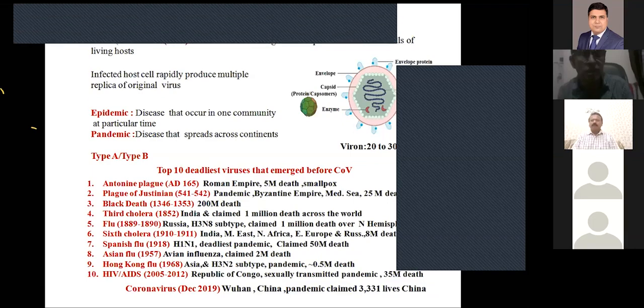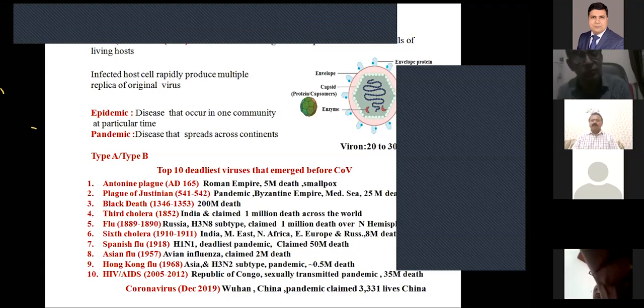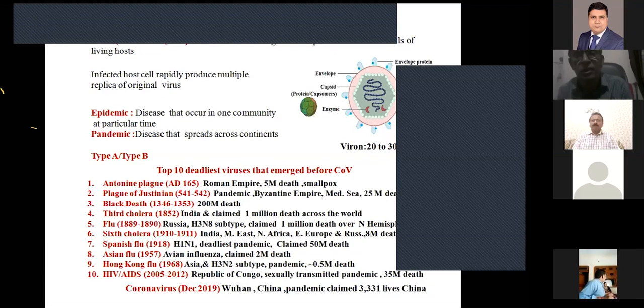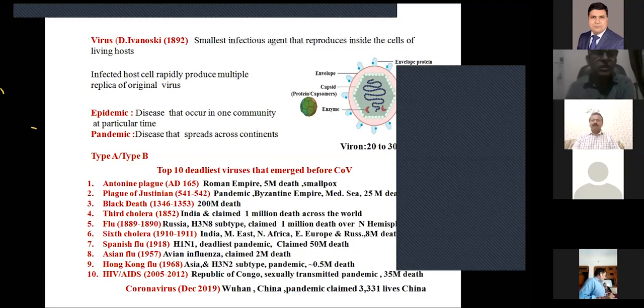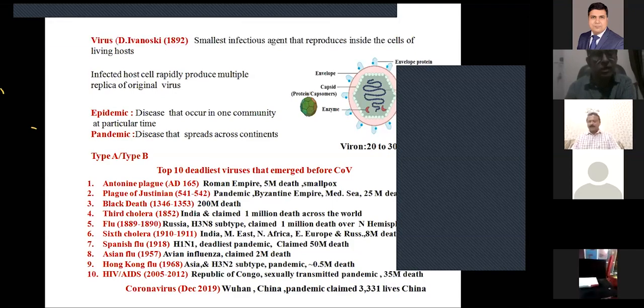Flu, we all know, even an illiterate person wandering on the road knows what flu is, and many of us are badly affected by flu. Flu is an old disease that emerged in Russia in the form of the H3N9 type of virus, and it claimed around 1 million deaths over the north of Russia. And the sixth one is the sixth cholera, which originated from India and then spread over the Middle East, North Africa, Europe and Russia, and claimed 8 million deaths, around 1910 to 1911.